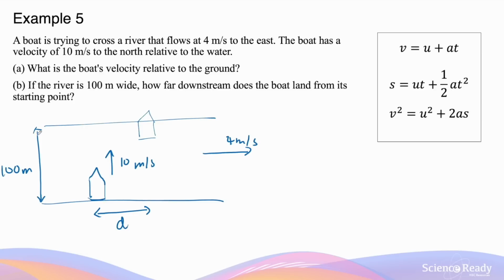If the river is 100 meters wide and the boat travels at a constant velocity of 10 meters per second, then the time taken will be 100 meters divided by 10 meters per second, which will be 10 seconds. In the same amount of time of 10 seconds, the water in the river will be pushing the boat at 4 meters per second to the east. So the displacement caused by the flow of the water will be 4 meters per second multiplied by 10 seconds. So this will be 40 meters. The distance of the boat downstream from its starting point will be 40 meters to the east.